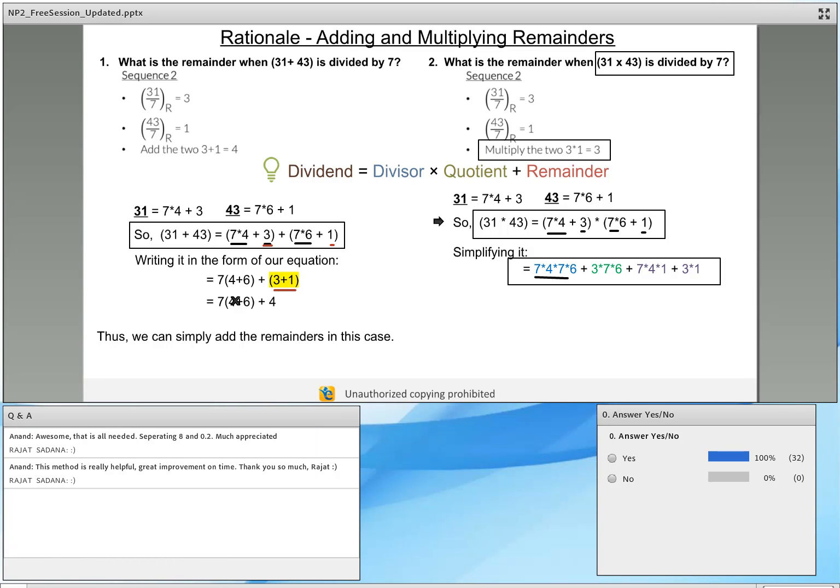Now, when you do this, each of these terms over here is divisible by 7, barring the last term. So this term is divisible by 7, this term is divisible by 7, this term is divisible by 7, which means these three terms do not leave any remainder. The only term that leaves a remainder is 3 times 1, which is why the remainder is 3 times 1. Again, it's the same equation. All we are doing is expressing it in the form of 7 times b plus r, and that r is 3. Do you guys understand this?